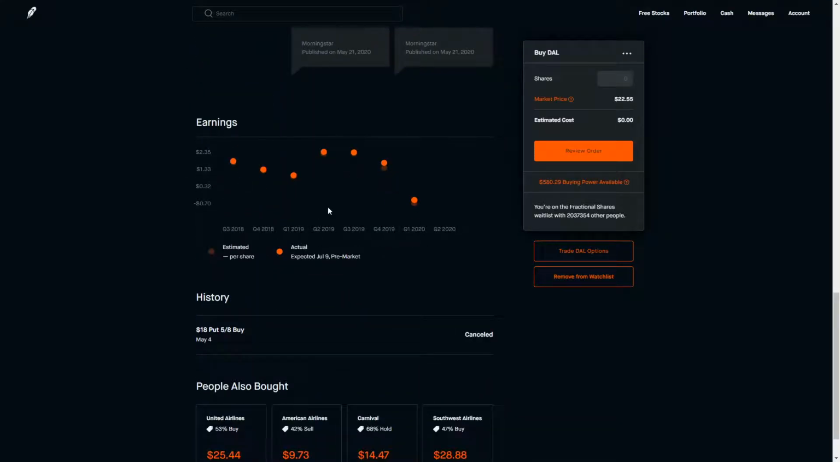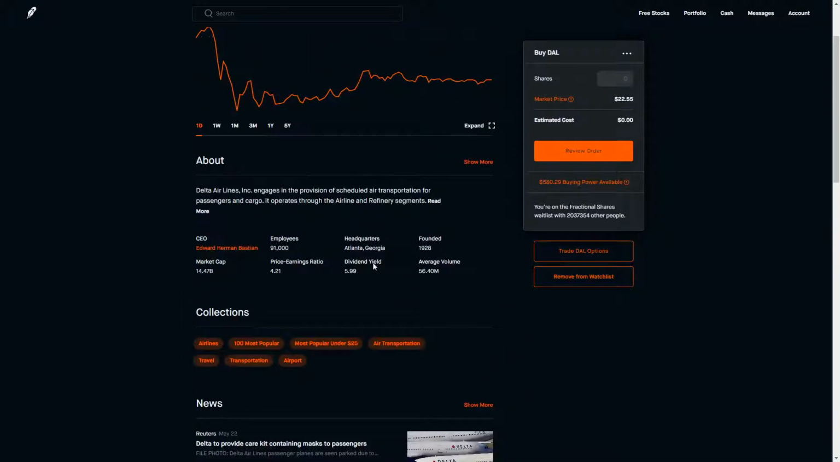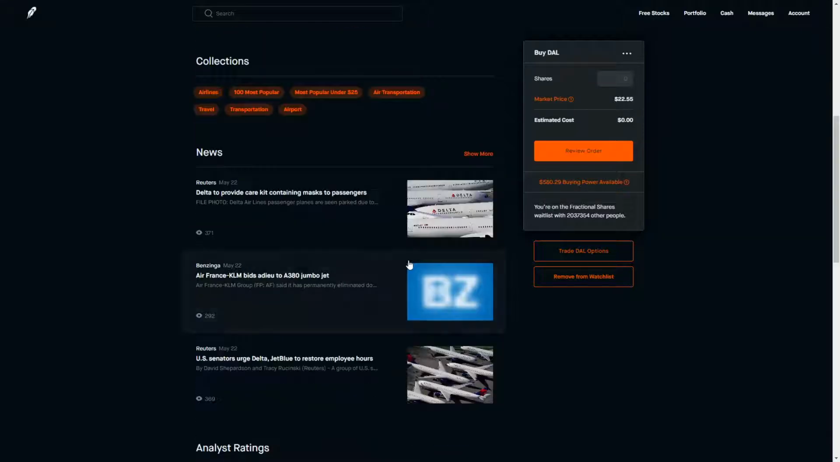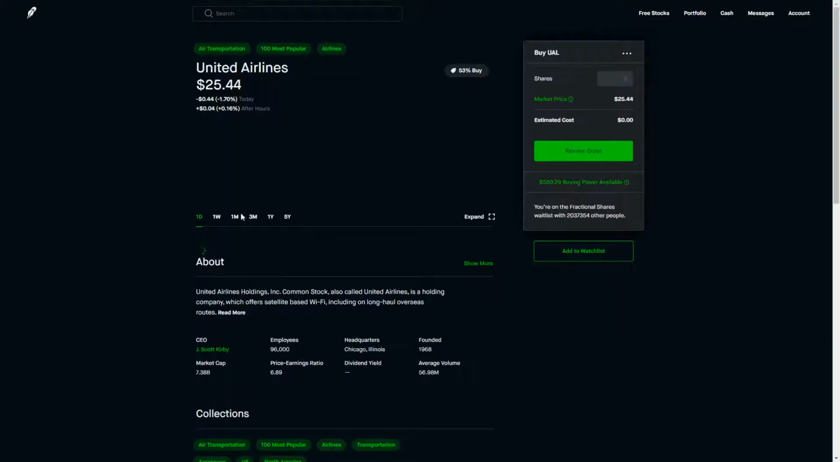You can see here, down here, that was just something I was experimenting with. But they have a nice dividend yield. I think it might have been suspended, but I'm not sure yet. I just have faith that it will go back up, and that's what we use some of this buying power for. And another one, like I said, is going to be United Airlines.